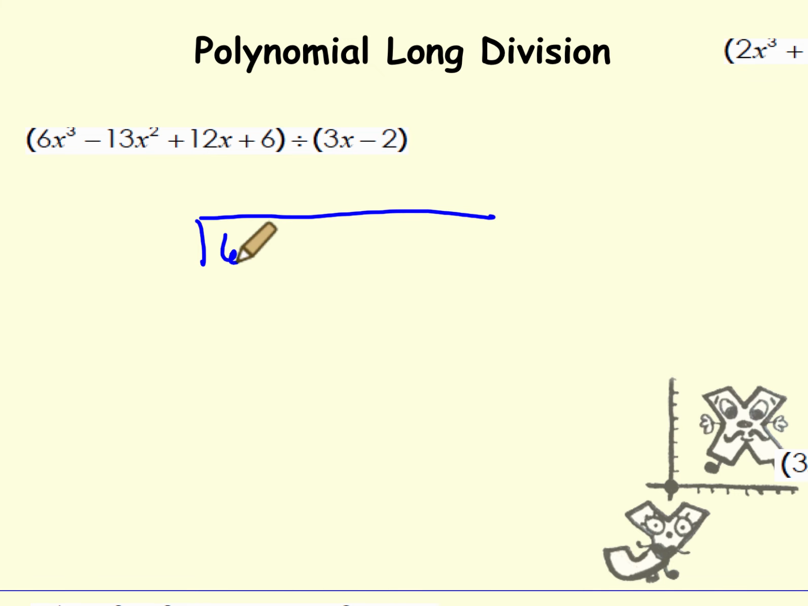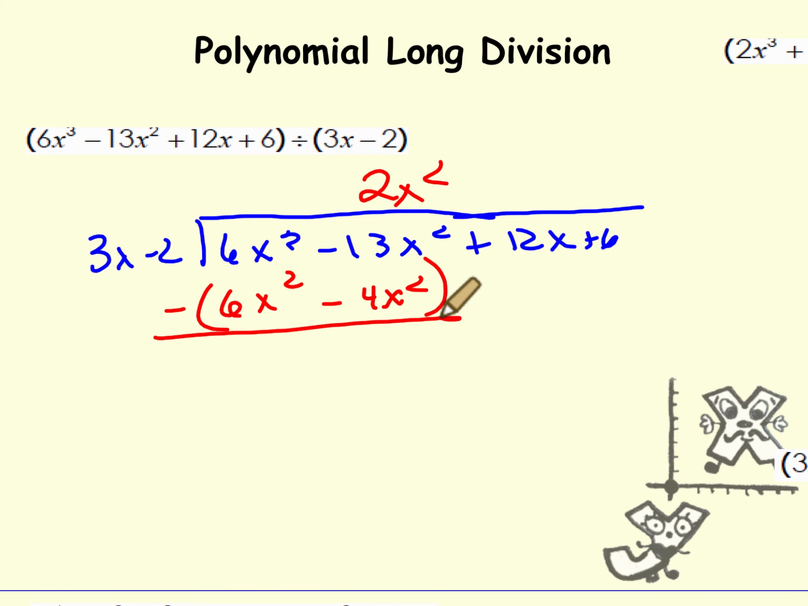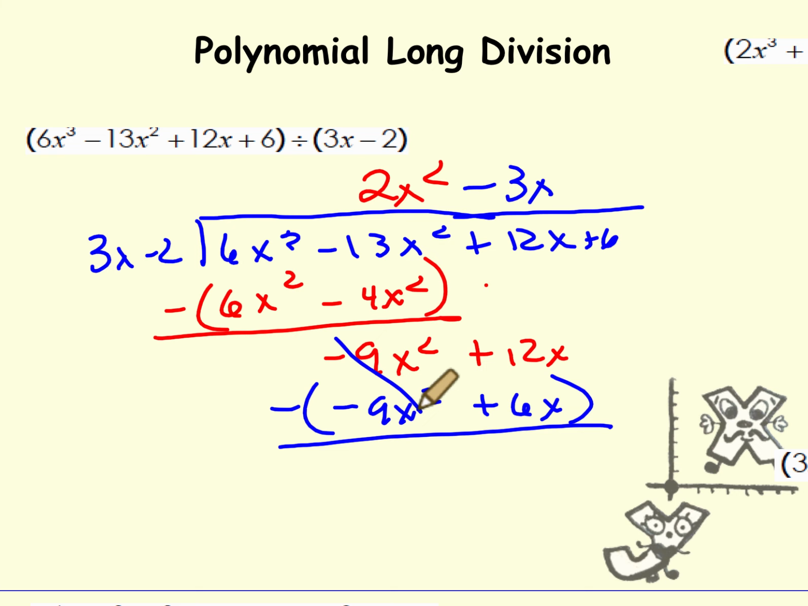So we had 6x cubed minus 13x squared. Okay, so I started with 2x squared. So it gives me 6x cubed minus 4x squared. Negative 13 minus negative 4 makes negative 9. 12x. And now I'm going to go ahead and multiply times negative 3x. That gives me negative 9x squared plus 6x. 0, 12 minus 6 is going to be 6x. And now I bring down my plus 6.